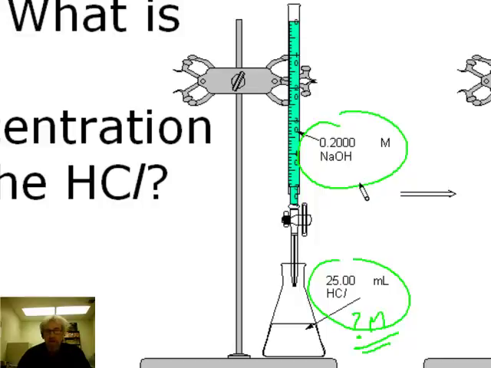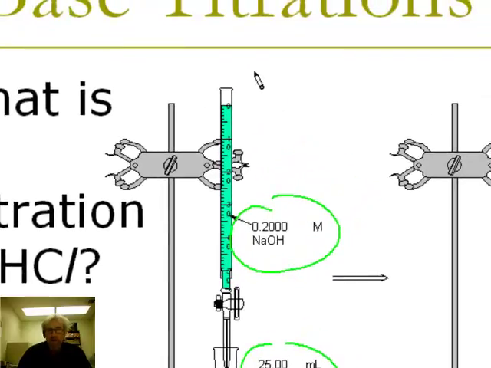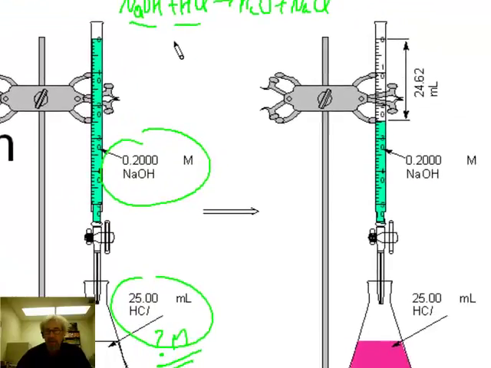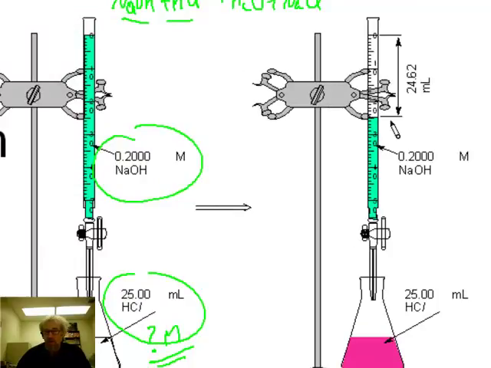Here's the reaction between the two. NaOH from the burette will react with HCl, and that will produce water and NaCl. The stoichiometry is 1:1 between the acid and base, and that's going to be the really significant mole ratio in our calculation eventually. On the right-hand picture, we have the situation at the equivalence point. 24.62 milliliters of our base solution has been added.